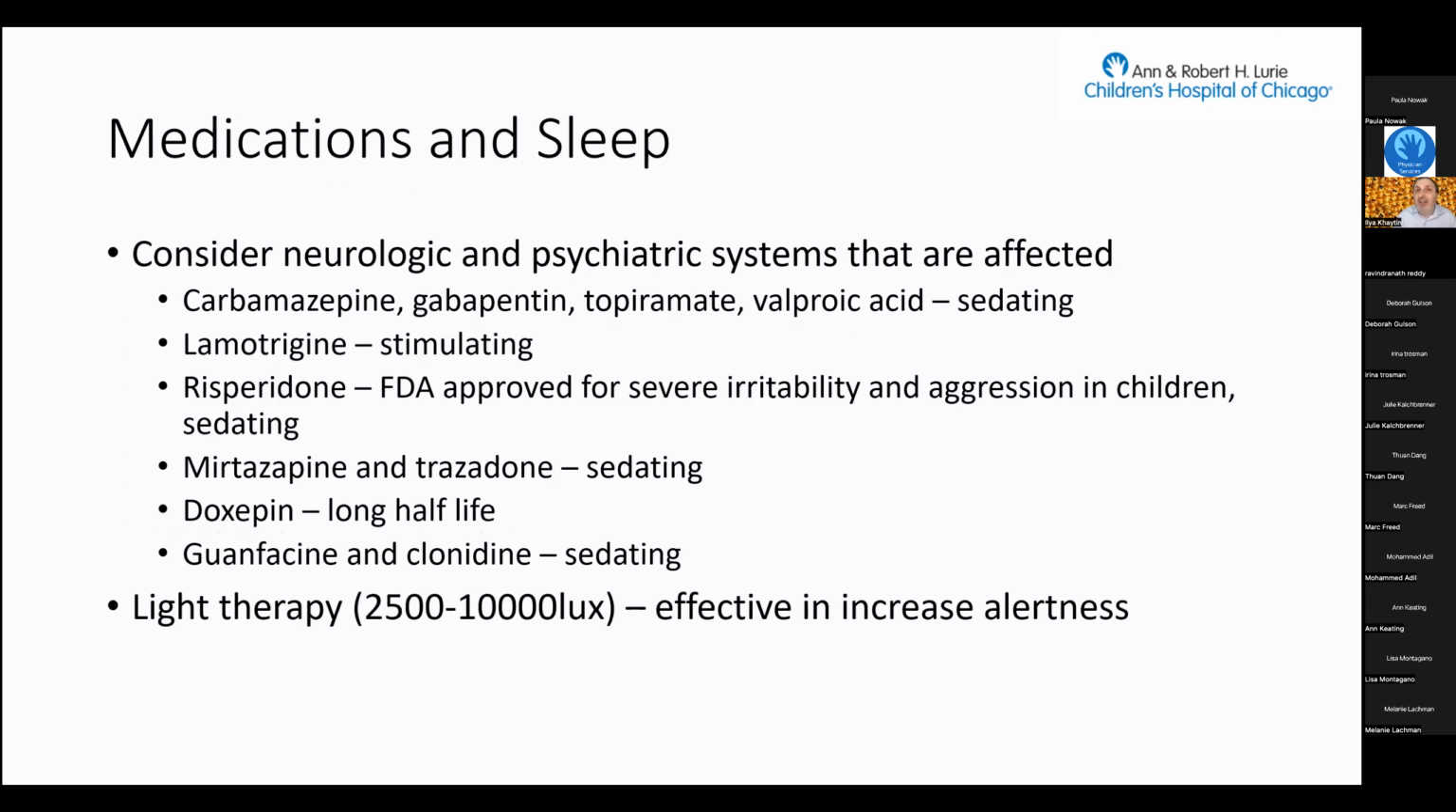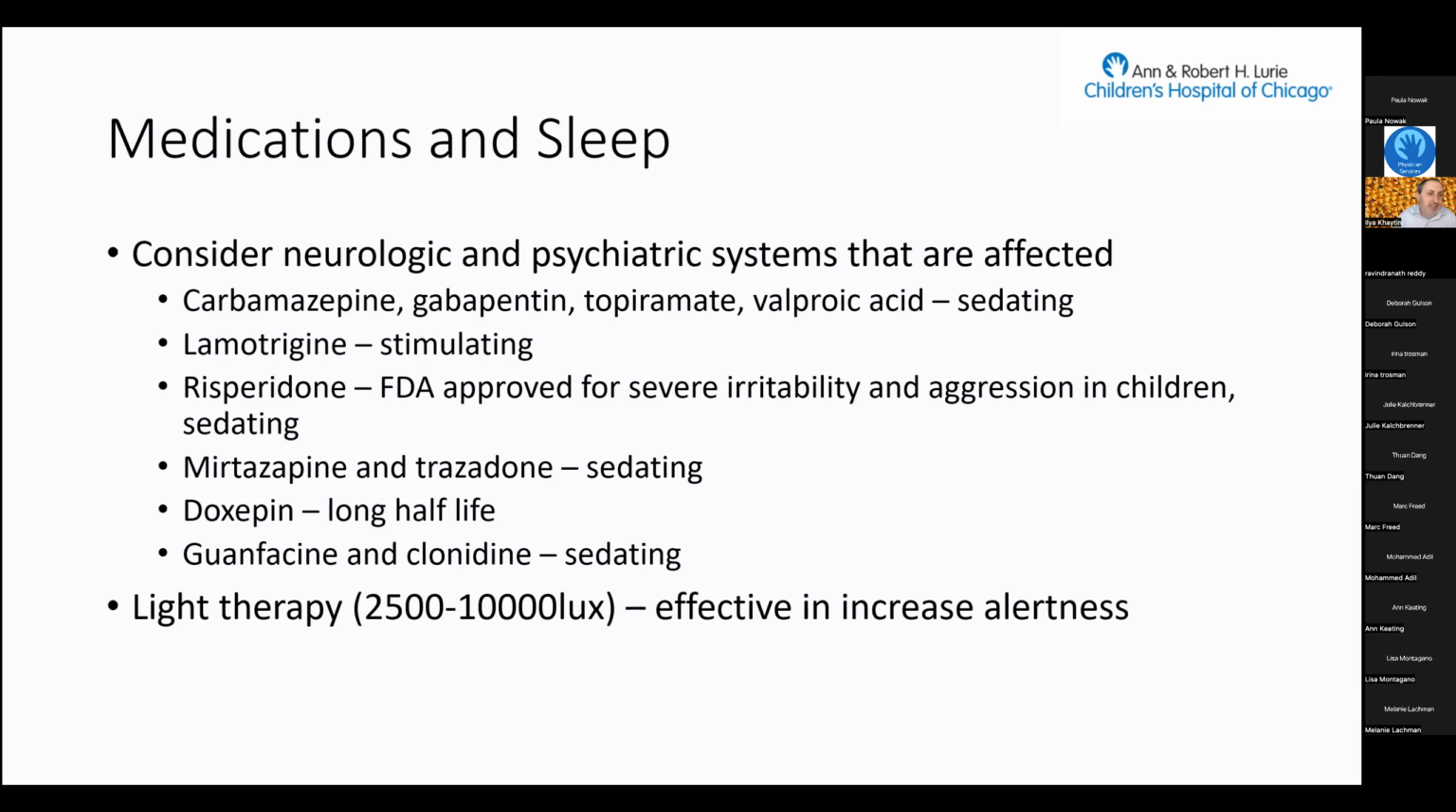And when I say fight, I have patients who literally punch parents for attempting to put them to sleep. So risperidone, behavioral pediatrics is very important. Mirtazapine and trazodone are very sedating. Doxepin is very sedating and has a long half-life. Guanfacine, clonidine are often used in ADHD to help children fall asleep.